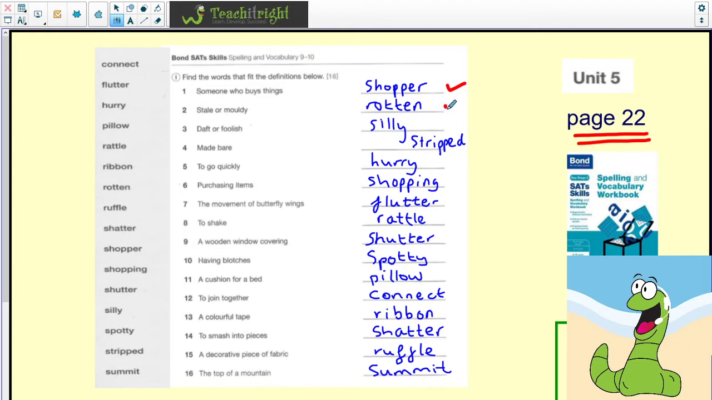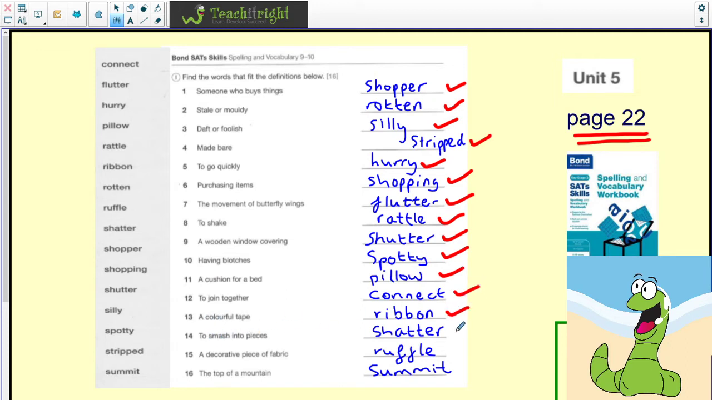Stale or mouldy, rotten. Daft or foolish, silly. Made bare, stripped. To go quickly, hurry. Purchasing items, shopping. A movement of butterfly wings is a flutter. To shake, to rattle. A wooden window covering is a shutter. Having blotches, being spotty. A cushion for a bed, pillow. To join together, connect. Colourful tape is a ribbon.